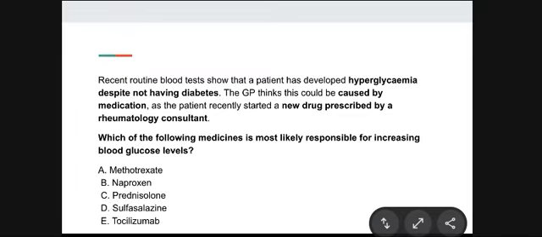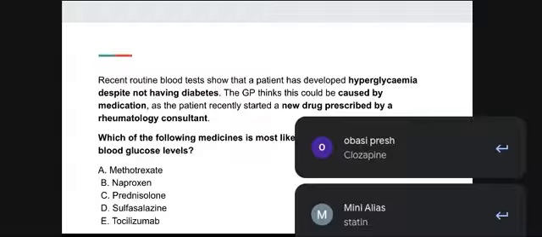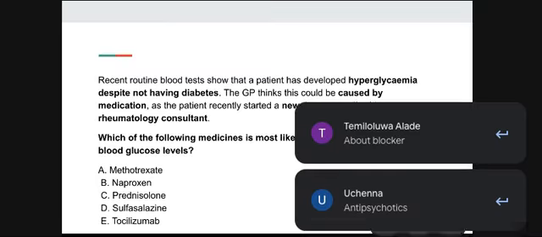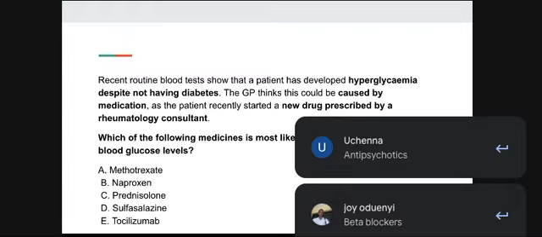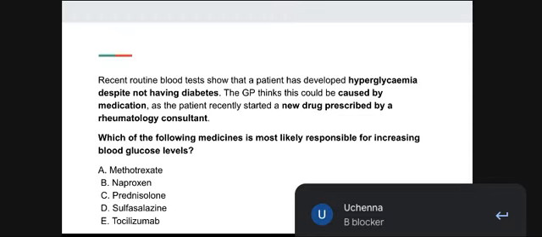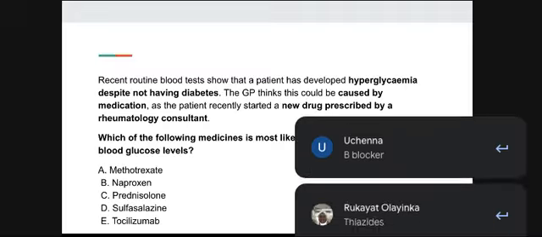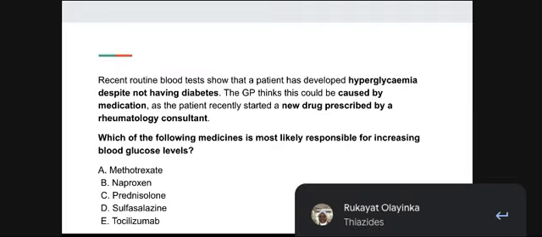All right. So what other medications come to mind that can cause hyperglycemia aside from steroids? Examples of other medications that can cause high blood glucose levels. Clozapine, okay? Statins, that's correct. Beta blockers, antipsychotics. Okay, which other one? What antihypertensive can cause hyperglycemia? Yes, Rukayat has mentioned it already. Thiazide diuretics. Thiazide diuretics can cause hyperglycemia.